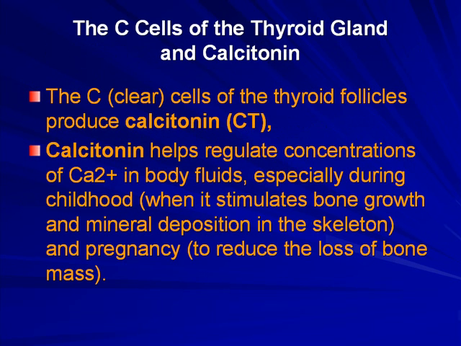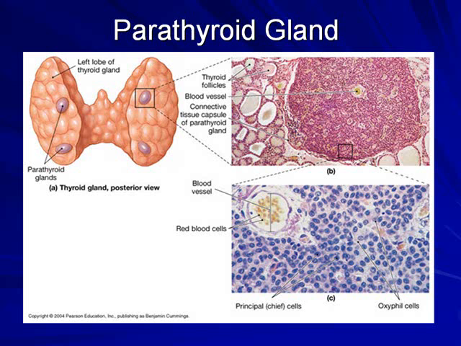Okay, C cells in the thyroid gland produce something called calcitonin. Calcitonin helps regulate the concentration of calcium in bodily fluids, especially during childhood when it stimulates bone growth and mineral deposition in the skeletal system, and in pregnancy. Two times, childhood and pregnancy, and it reduces the loss of bone mass.